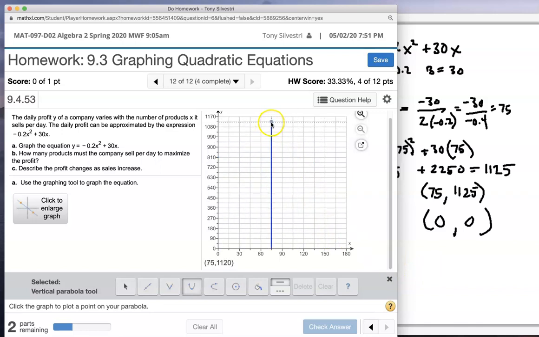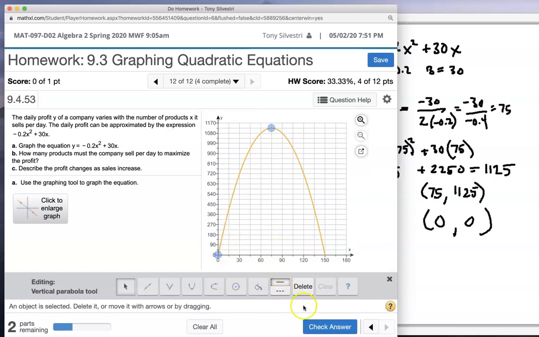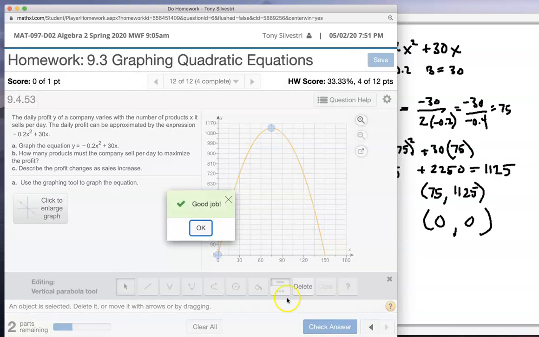Okay. Oh, geez. I got to clear it. It's not right. Look at this. Oh, it's right. That's it. That's the number. 75, 1125. Luckily, 0, 0 is easy to get right there. That's 0, 0. Click. Check your answer. Great job.